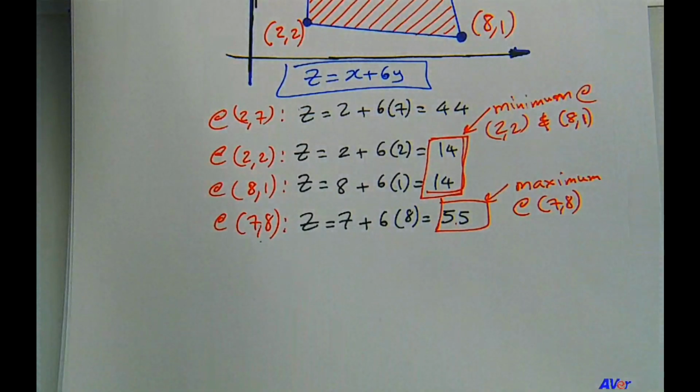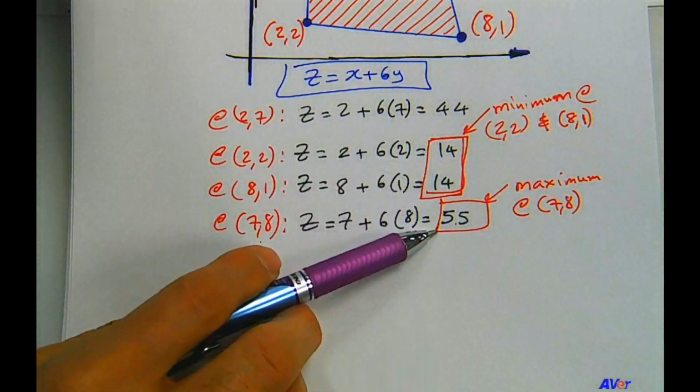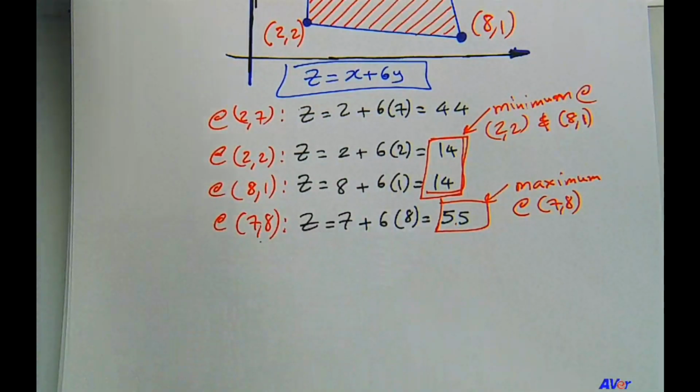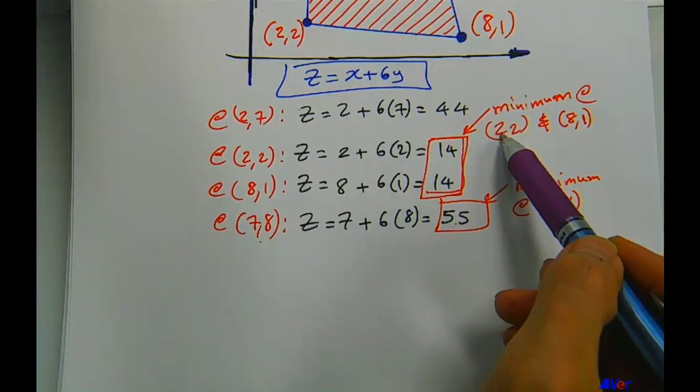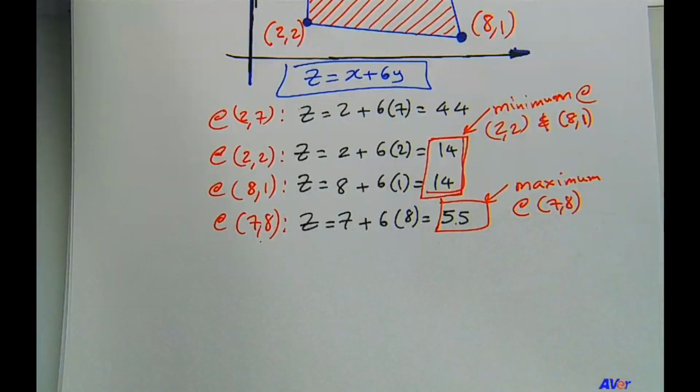On a problem like this, in a paper exam or in an online exam, you can be asked about the maximum or minimum value, in which case you would tell 14 for minimum and 55 for the maximum, or you could be asked about the location of the minimum and maximum points, in which case you would give 2 comma 2, 8 comma 1 for minimum and 7 comma 8 for the maximum point.